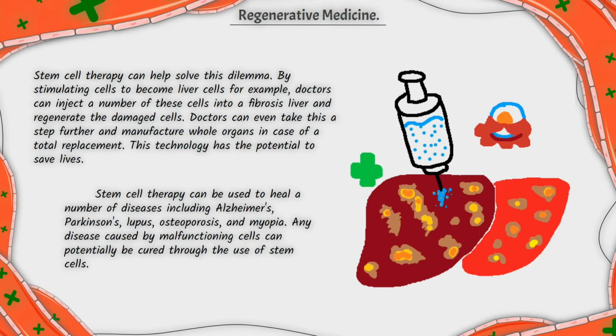Stem cell therapy can be used to heal a number of diseases, including Alzheimer's, Parkinson's, lupus, osteoporosis, and myopia. Any disease caused by malfunctioning cells can potentially be cured through the use of stem cells.